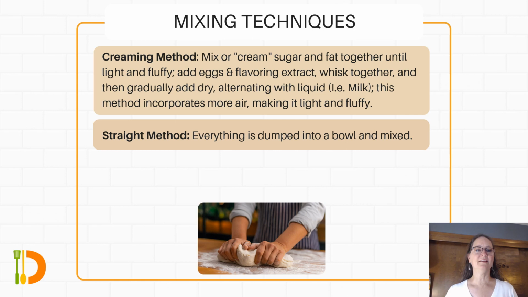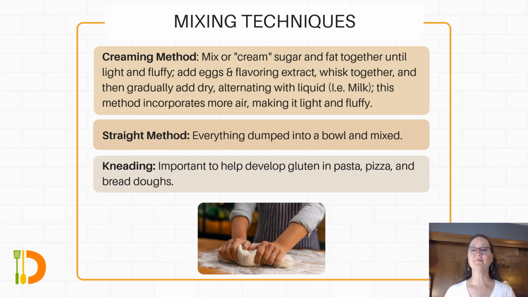The straight method is the simplest of all methods, and it requires that everything is dumped into a bowl and mixed. The straight method can be used with breads that do not require fermentation, such as your flatbreads. It can also be used for quick breads, such as zucchini bread, pancakes, and waffles. Finally, we have kneading. Kneading is important to recipes that require gluten protein to develop. Gluten is made up of 2 proteins, and the kneading helps bring them together to provide structure and elasticity. It is used best for pasta, pizza, and bread doughs.